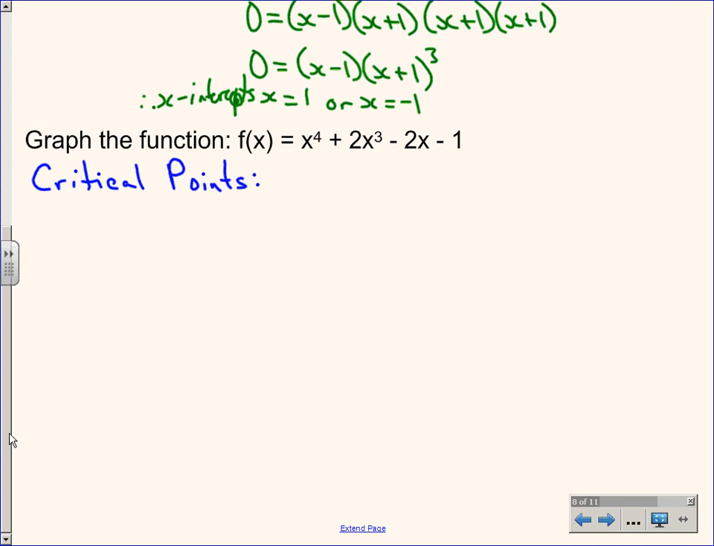So to find the critical points, I need to take the derivative and set it to 0. So the derivative, again, nice, we just get to do some relatively easy stuff, I suppose. 4x cubed plus 6x squared minus 2. There's our derivative. That doesn't look nice at all, actually. What the heck are we going to do with that? The other one worked out so nicely.